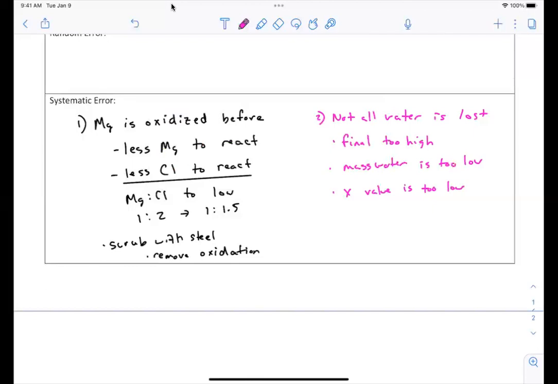And these are systematic errors because these errors always affect it in the same direction. So systematic errors always affect it in the same direction in your experiment. Questions about that?